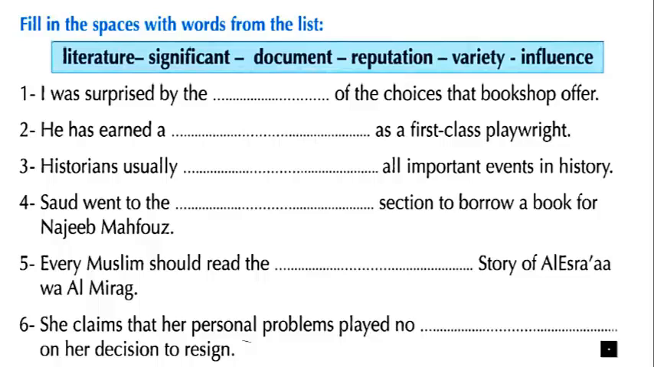Number 4: Saud went to the space section to borrow a book by Najib Mahfouz. Number 5: every Muslim should read the space story of Al-Isra wal-Mi'raj. Number 6: she claims that her personal problems played no space on her decision to resign. Now, pause our video, take your time to think more and answer well.